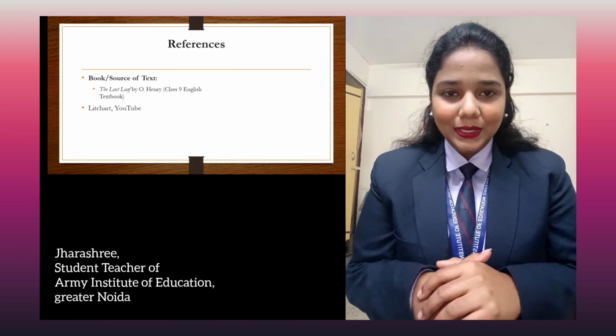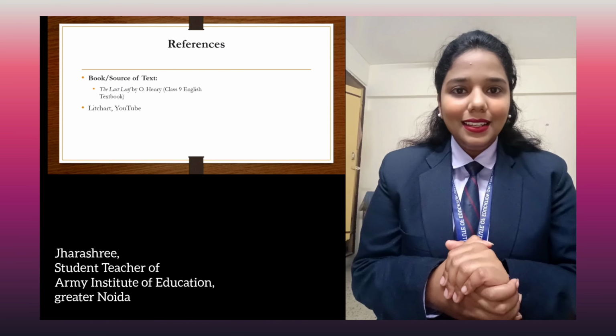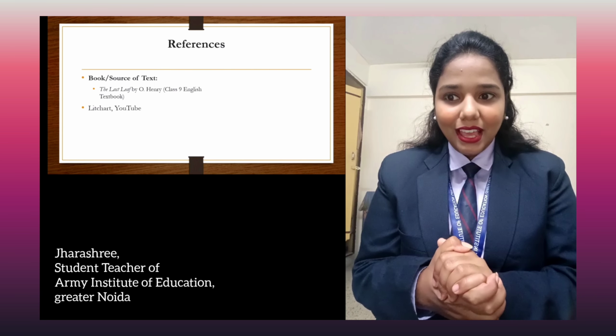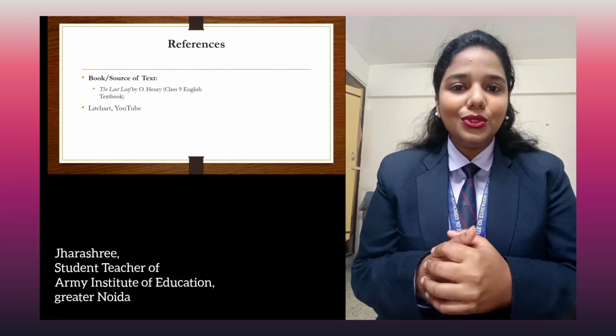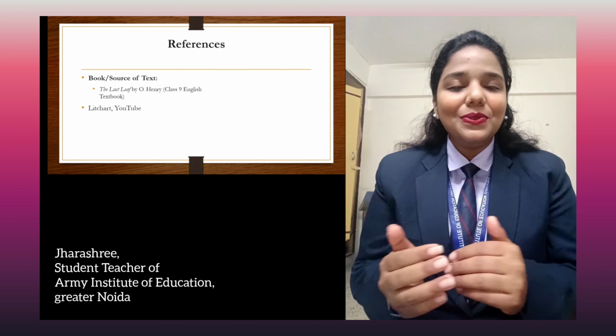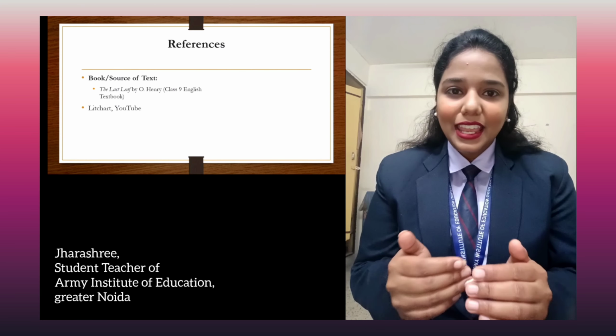Lastly, to conclude this chapter, The Last Leaf is a heartwarming tale that reminds us of the power of hope, sacrifice, and kindness. It encourages us to hold on to faith, even in the toughest times, and to value little acts of love that make life beautiful.